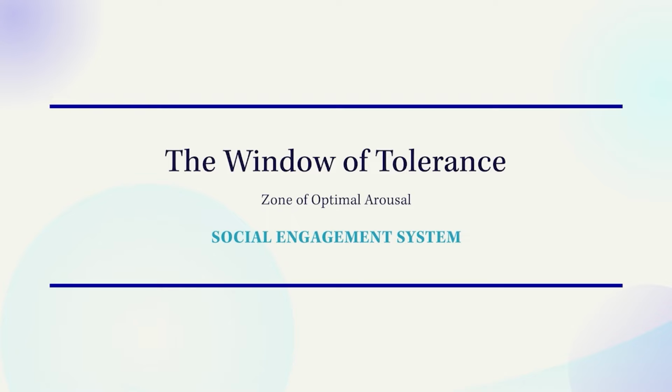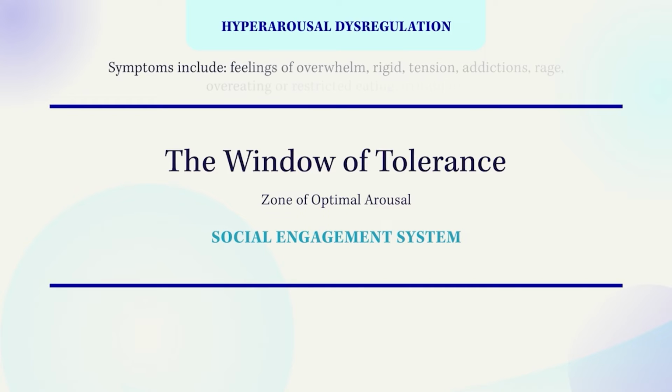So above the window of tolerance, we have hyperarousal dysregulation. This is also known as fight or flight response. Symptoms here can include feelings of overwhelm, feeling or being rigid, tension throughout the body, addictions, rage, overeating or restricted eating, irritability, and others. And we'll go into this in more detail in a few moments.